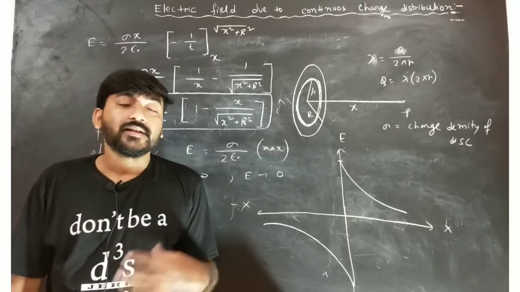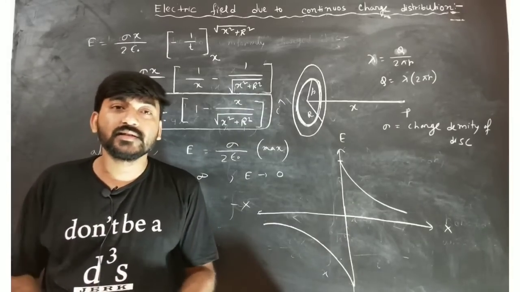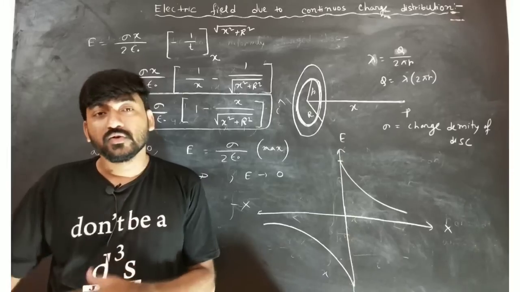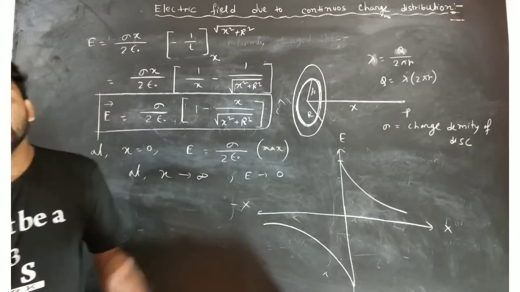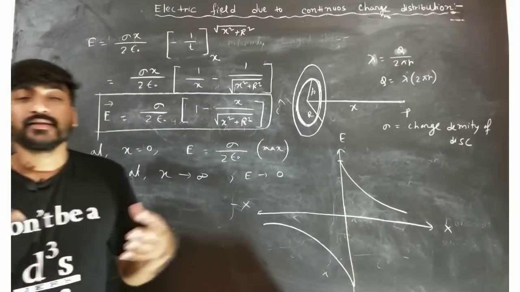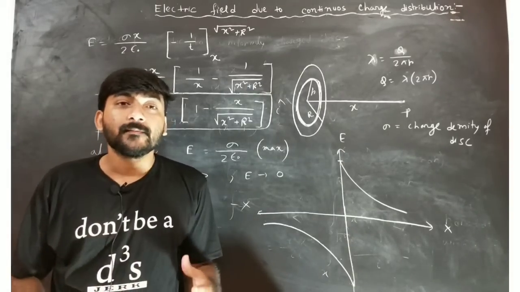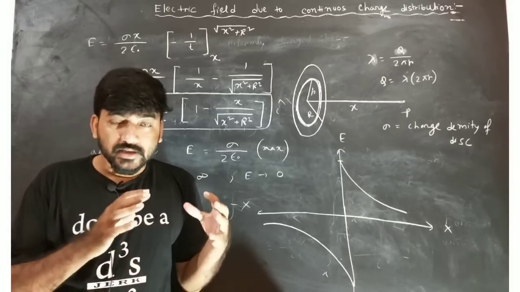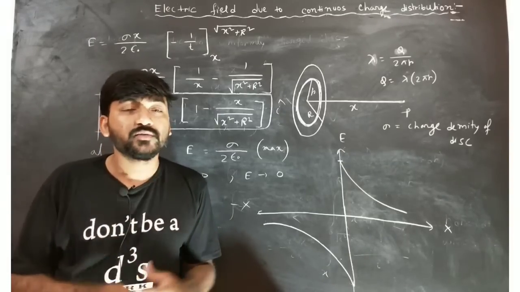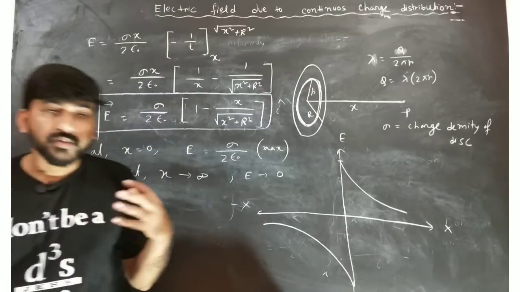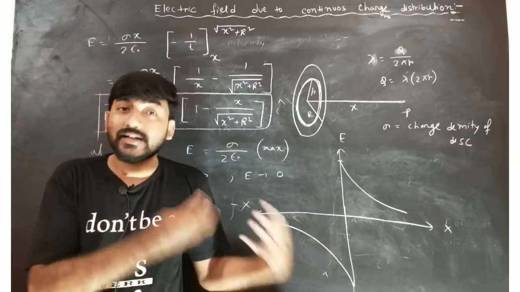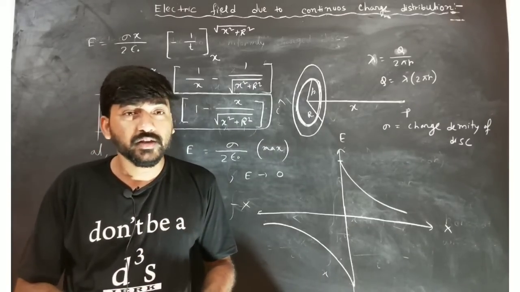The other continuous charge distributions we will discuss in Gauss law, like a charged sphere, uniformly charged sphere, charged cylinder, etc. We will discuss them in Gauss law because they are more symmetric cases, so our calculation will be a little easier if we calculate the electric field due to that charge distribution by using Gauss law. Okay, thank you.